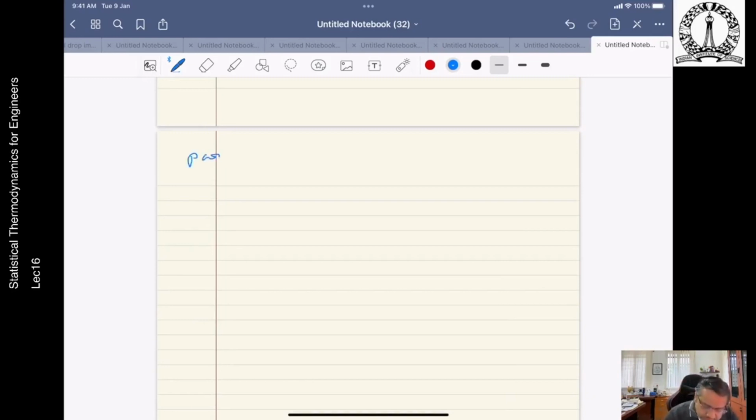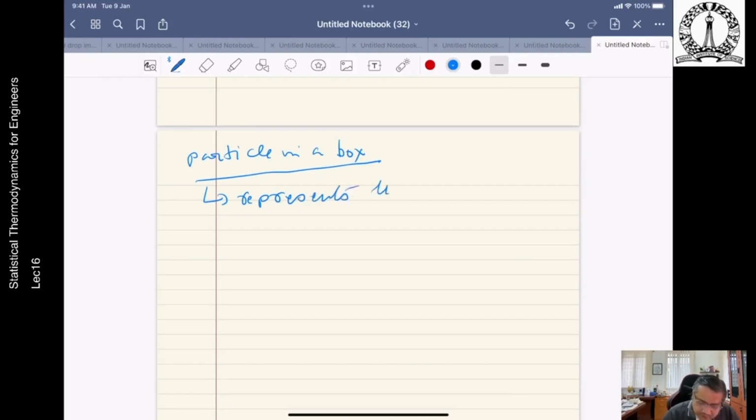Now we are going to do the particle in a box. So what is the particle in a box? The particle in a box represents the simplest quantum mechanical problem. Moreover, it also demonstrates many interesting effects of quantization. The solution is also important because it predicts the allowed energy levels for the translational mode.